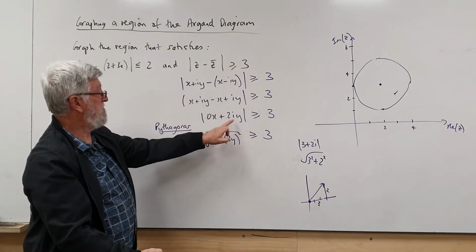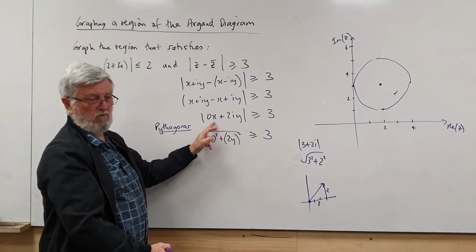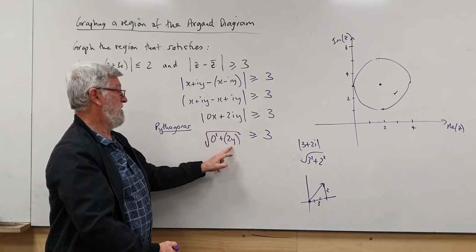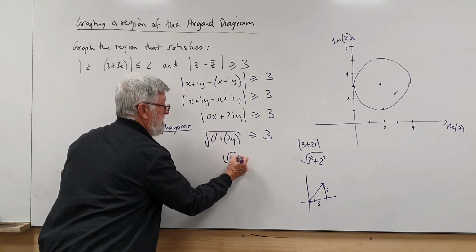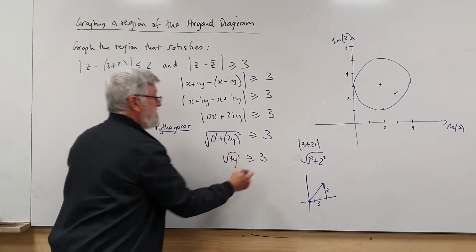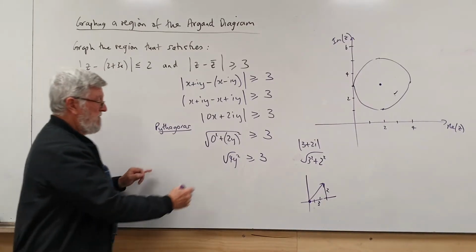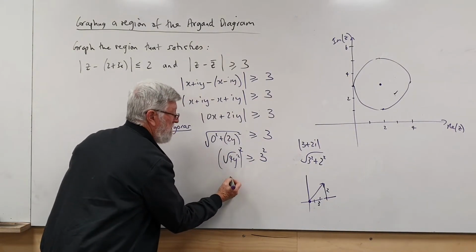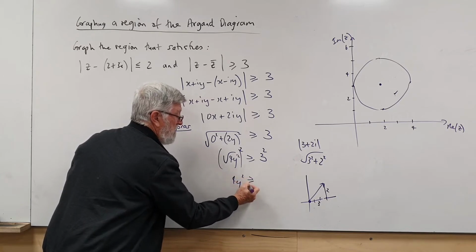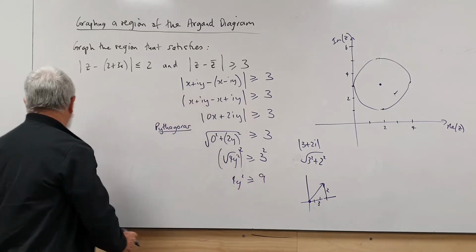So here we're only using the naught, or the naught x if you wanted to, and the 2y. But what does this become? The square root of 4y squared greater than or equal to 3. What do we do to both sides? Square it, and I've got 4y squared greater than or equal to 9. Now here's where people come unstuck.